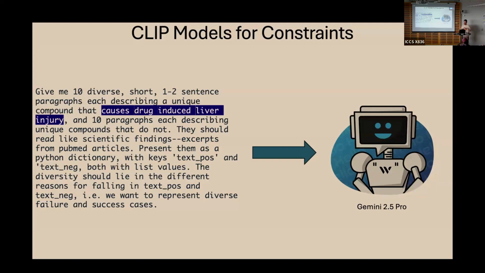Think of this as 10 positive text examples of yes, this text is describing a molecule and it's saying that it does cause drug-induced liver injury. And this text is describing a molecule and it's saying that it doesn't cause drug-induced liver injury, that no evidence for that was found. That's probably a better way to say that.